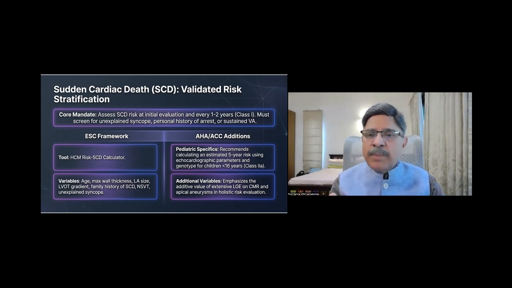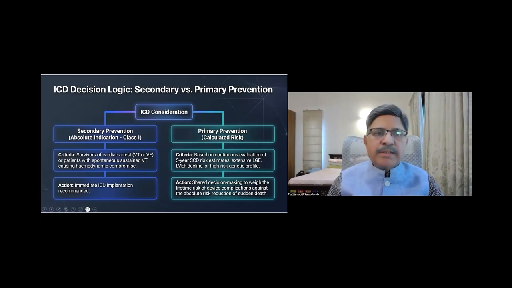Pediatric specifics recommends calculating an estimated 5-year risk using echocardiographic parameters and genotype for children less than 16. Additional variables emphasize the additive value of extensive late gadolinium enhancement, LGE, on CMR, cardiac MRI, and apical aneurysms. It is a holistic risk evaluation. So these are the differences between AHA, American Heart Association, American College of Cardiology guidelines, and the European Society of Cardiology guidelines.